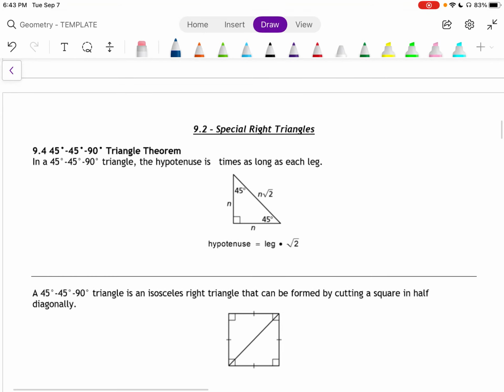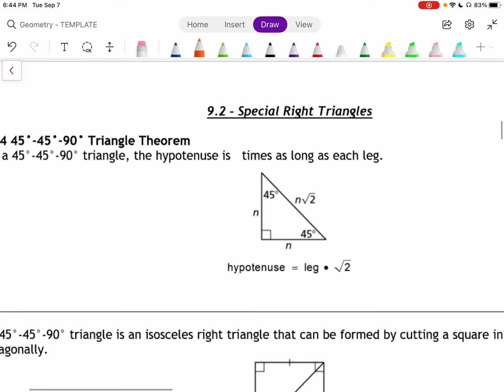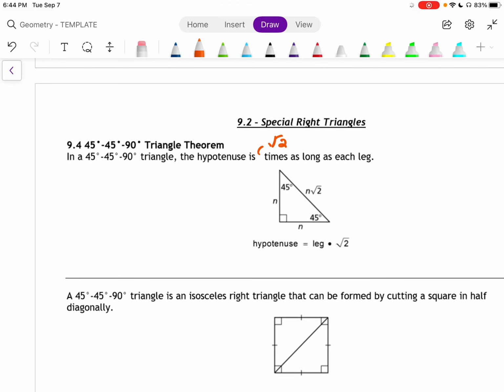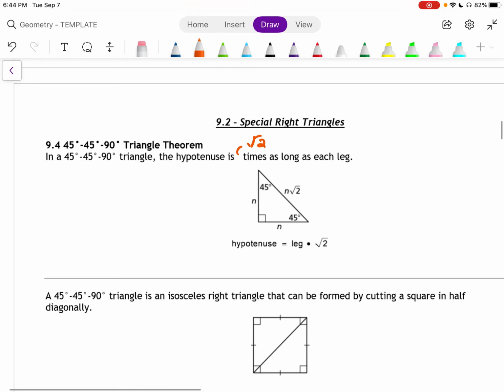All right, section 9.2, special right triangles. So starting off with the theorem, we have the 45, 45, 90 triangle theorem. In a 45, 45, 90 triangle, the hypotenuse is root 2 times as long as each leg. So again, in a 45, 45, 90 triangle, the hypotenuse is root 2 times as long as each leg.